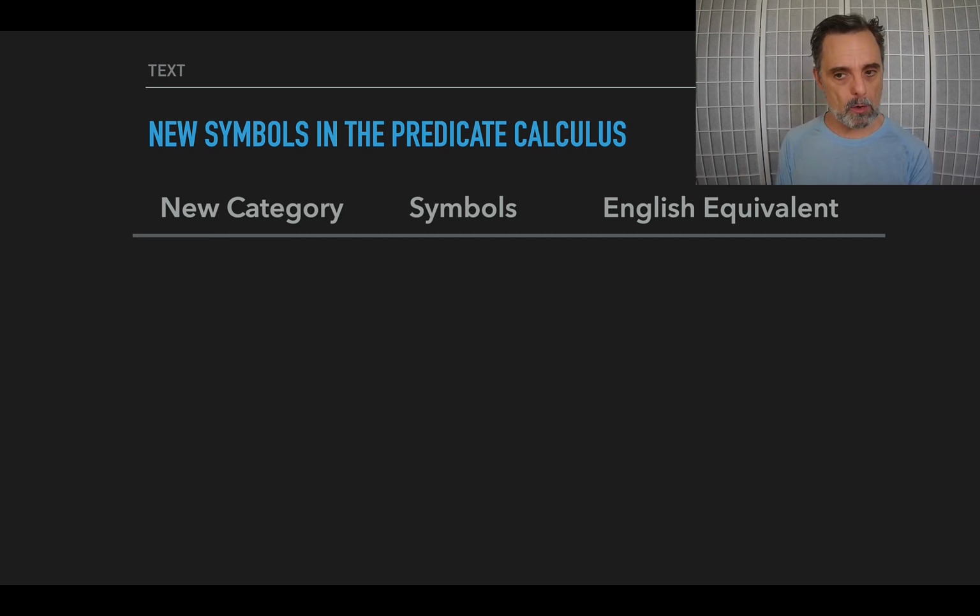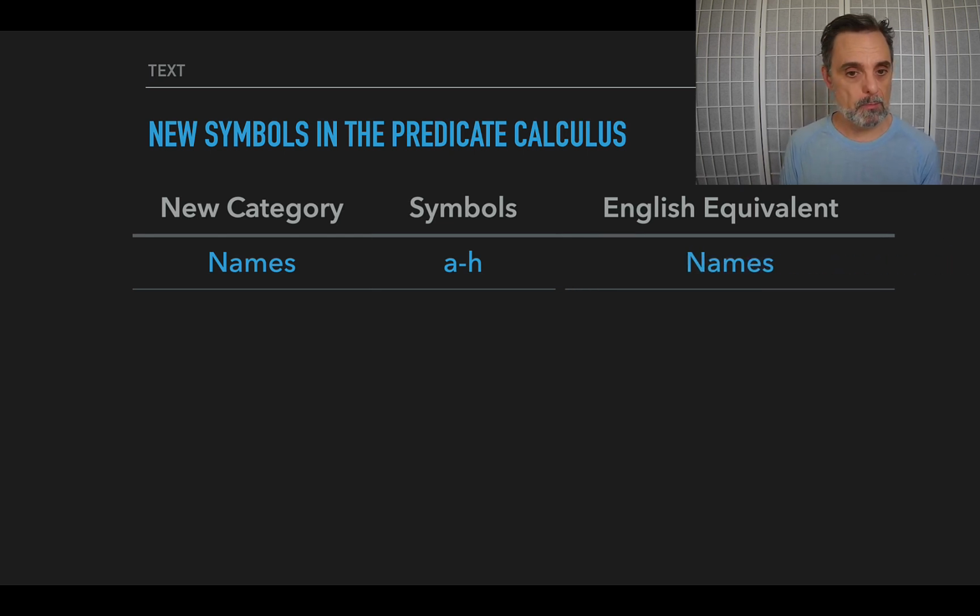So there's going to be a new category, a kind of symbol. The first new category is going to be names. And what are names? They're going to be little a through little h. And what would be an equivalent? Like my name, like Luca, or your name, whatever your name is, John, Juan, Alice, Alicia, whatever the name is, that could be symbolized by little a through little h.